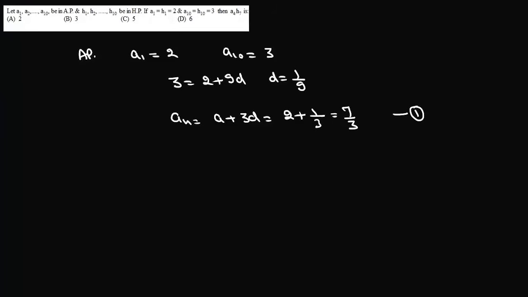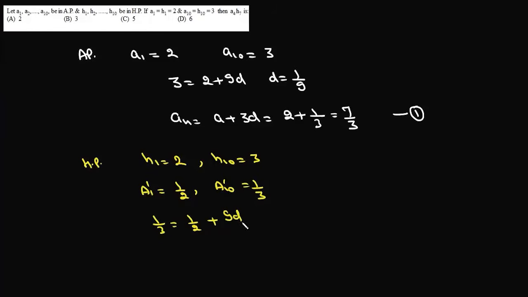Now we're going to consider this HP. For this HP, the first term is 2 and the 10th term is 3. For its corresponding AP, the first term is 1 by 2 and the 10th term is 1 by 3. So we can write 1 by 3 equals 1 by 2 plus 9d, or 9d equals minus 1 by 6. Its common difference is minus 1 by 54.